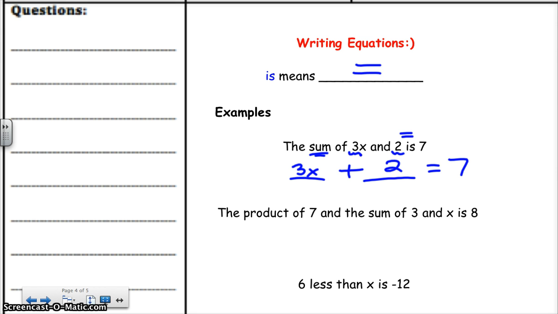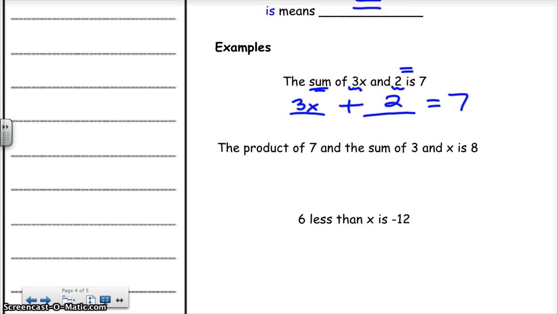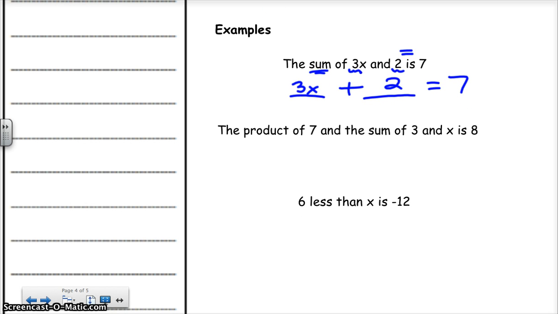Okay? The product. What does product tell me? Multiply. Now I'm just going to advance it a little bit. Remember when I said parentheses represents multiplication? I'm going to roll with that right now. Parentheses represents multiplication. Okay? The product of blank and blank is means equals 8. So I have 2 things I'm multiplying. I'm multiplying 7 and this.